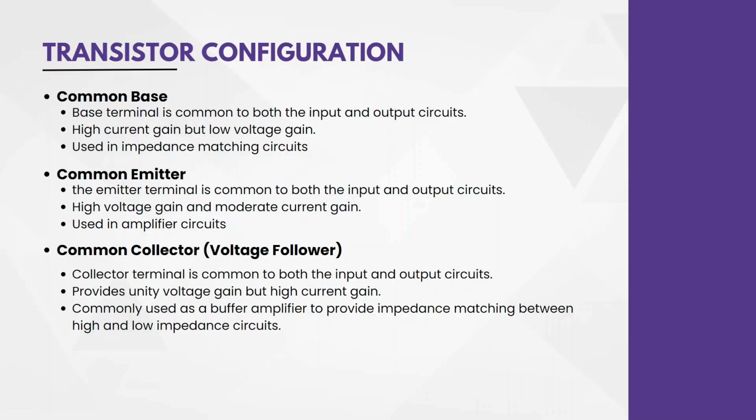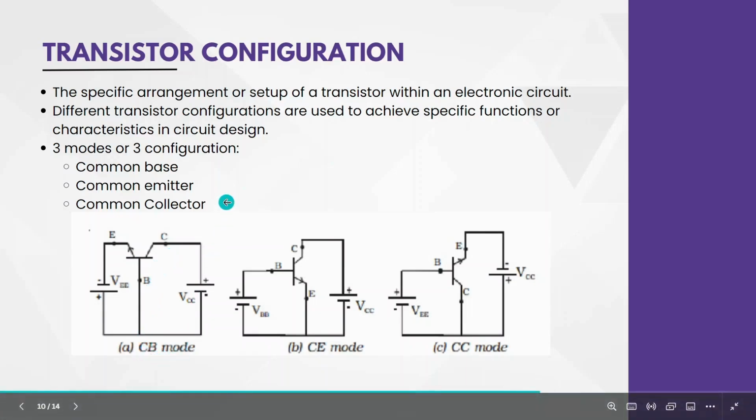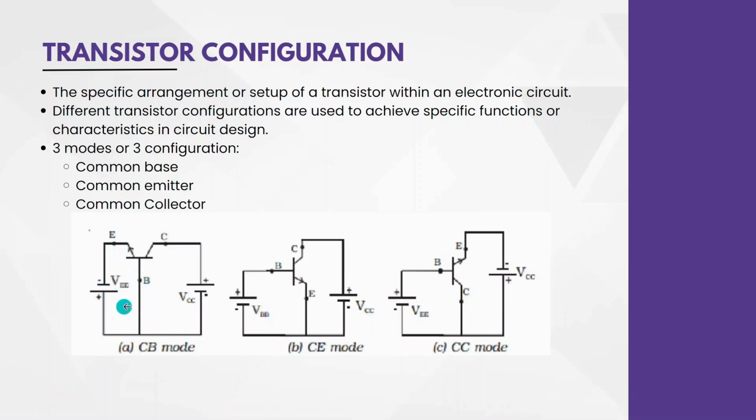By now you might have guessed that the collector terminal is common to both the input and output circuits. This gives unity voltage gain, which means the voltage gain would be 1, and high current gain. And based on this function, it is used as a buffer amplifier. In these figures, in the first figure, CB mode means common base mode, which means the base terminal is common to the emitter and also the collector. So hence it is the common base mode. Common emitter mode is again emitter is common to the base and to the collector. Similarly with the collector or the CC mode.